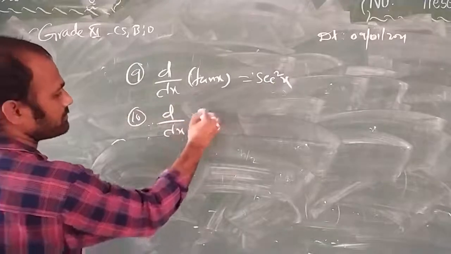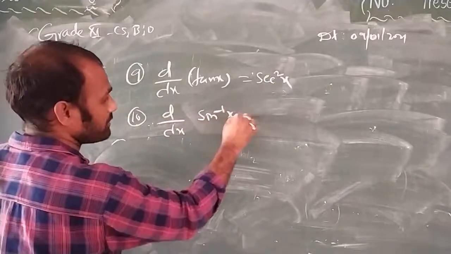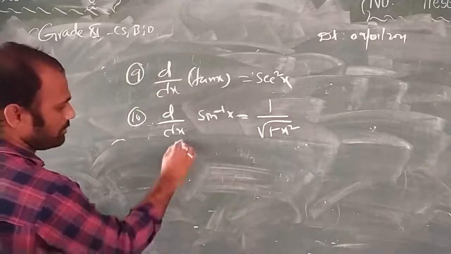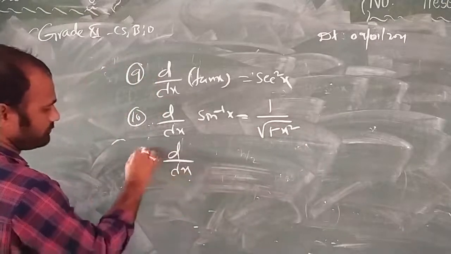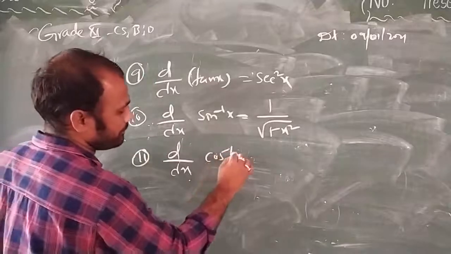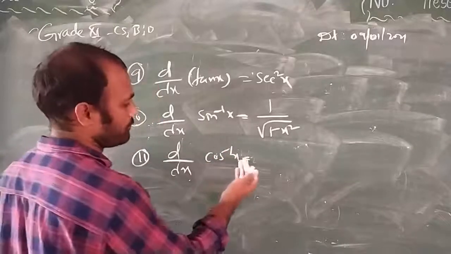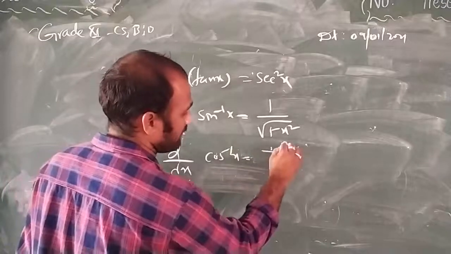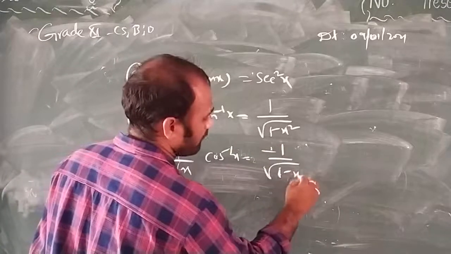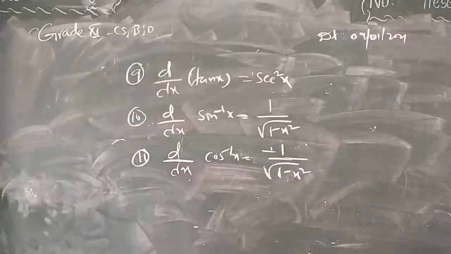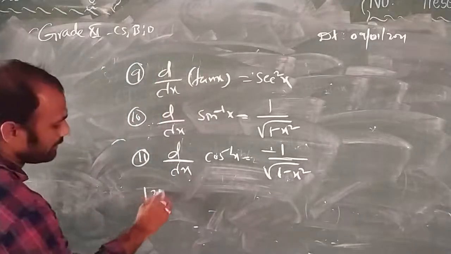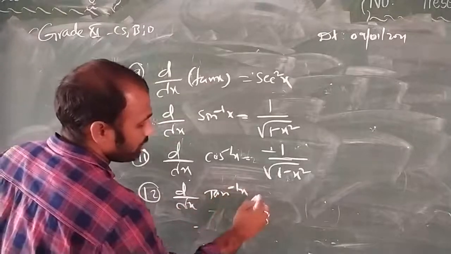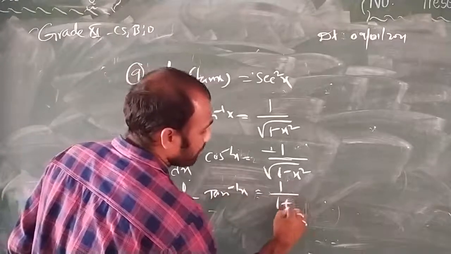Now the derivatives of inverse functions. Derivative of sin inverse of x is 1 by root of 1 minus x square. Derivative of cos inverse x, arc cos x, is minus 1 by root of 1 minus x square. Next, derivative of tan inverse x is 1 by 1 plus x square.